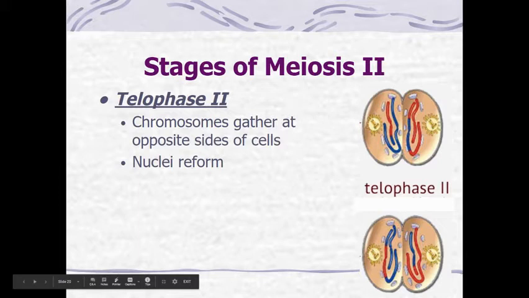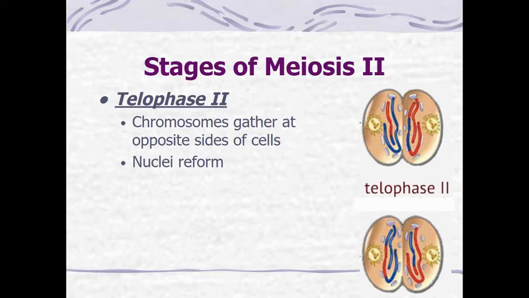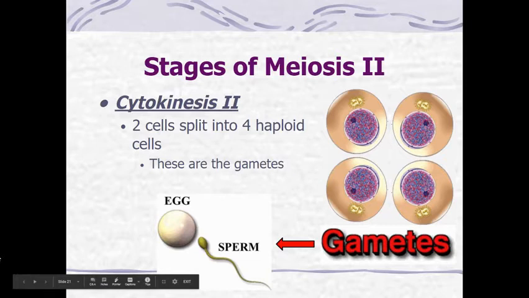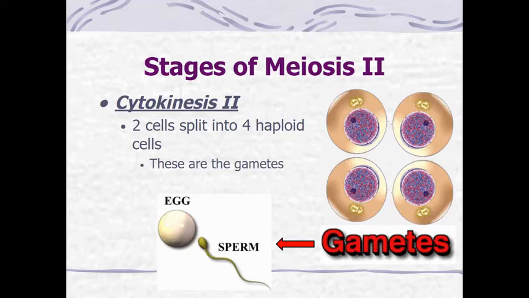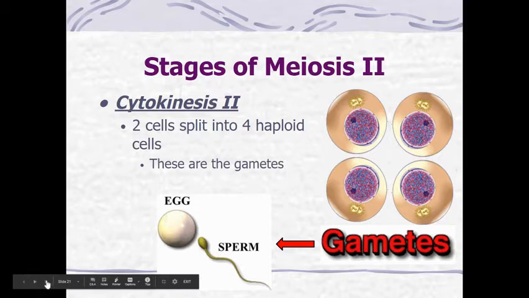In telophase 2, the chromosomes gather at opposite sides of the cell, and nuclei reform around those chromosomes. And then finally, in cytokinesis 2, those 2 cells split into 4 haploid cells, and these are the gametes, or the sex cells: egg in female, sperm in male.